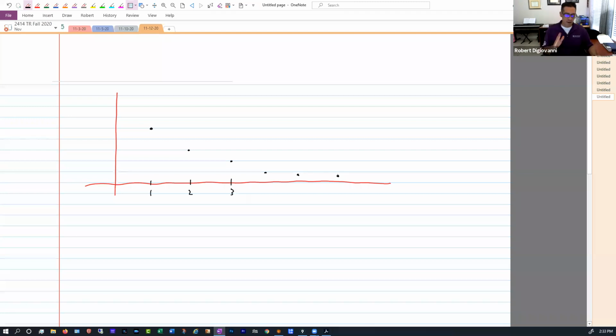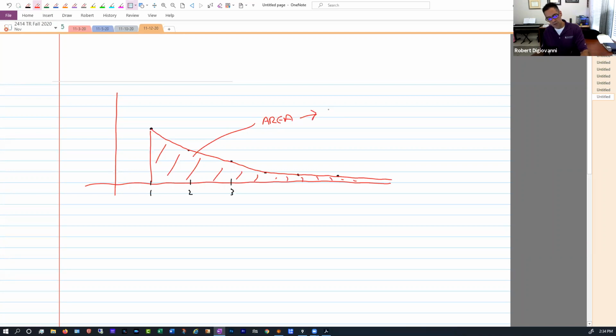What this test says is that if instead of looking at the sequence, we look at the integral of this function, whatever the area is under this curve, if that area converges to a number, then the sum of the sequence should also. Does that make sense to you?